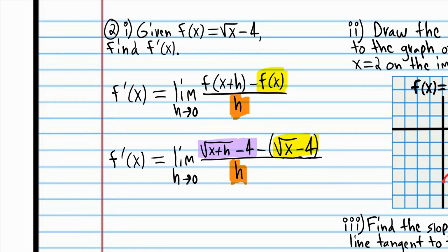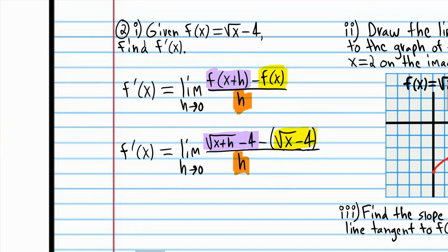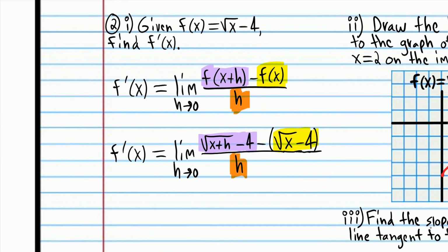Again, this formula seems like a very, very complicated formula, but it's really not. Once you get used to it, it's really easy. Now notice how I wrote parentheses around root x minus 4. If you don't do that, then you're going to get the wrong answer. You're subtracting f of x. The root x and the minus 4 are all part of f of x, so you have to subtract the whole thing, not just root x. If you don't write the parentheses, that means you're only subtracting root x, you're not subtracting negative 4.